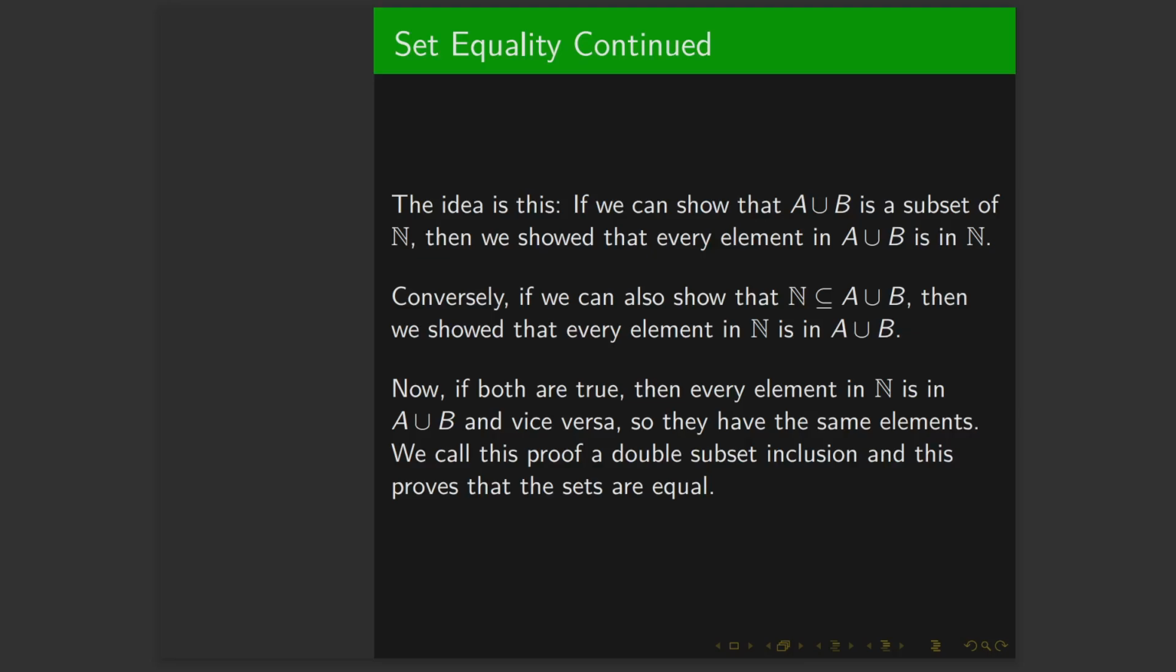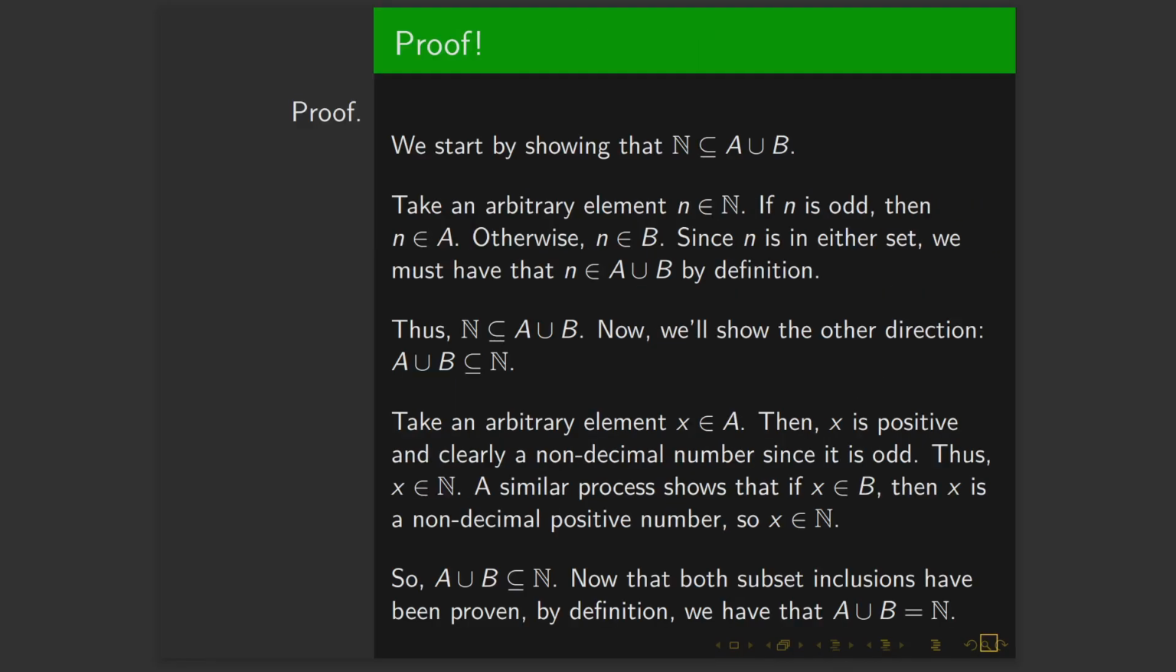So this proof is actually pretty simple since we use obvious facts. It's not really rigorous, right? But we'll just start by doing it. So the first thing we show is that N is a subset of A union B. So we'll just take a random positive non-decimal number. If n is odd, then it's in A.